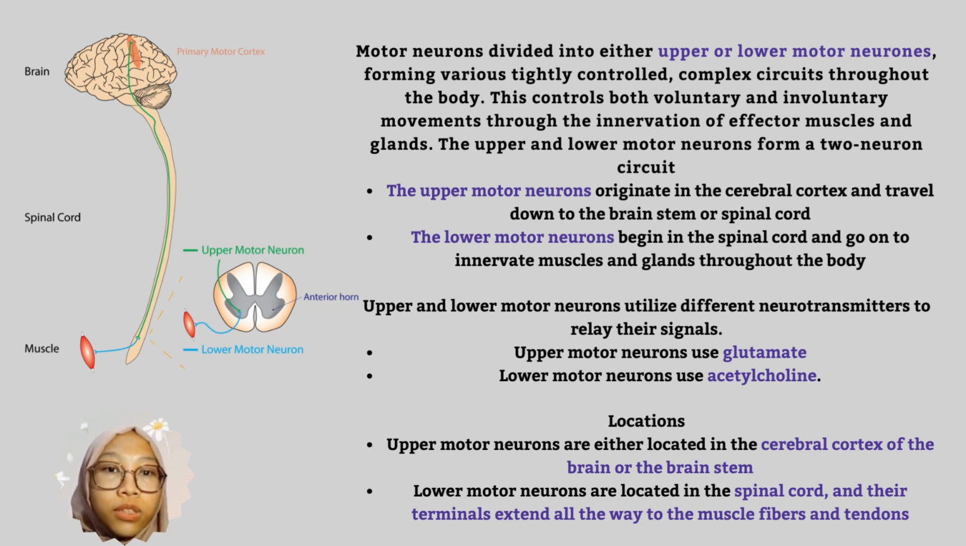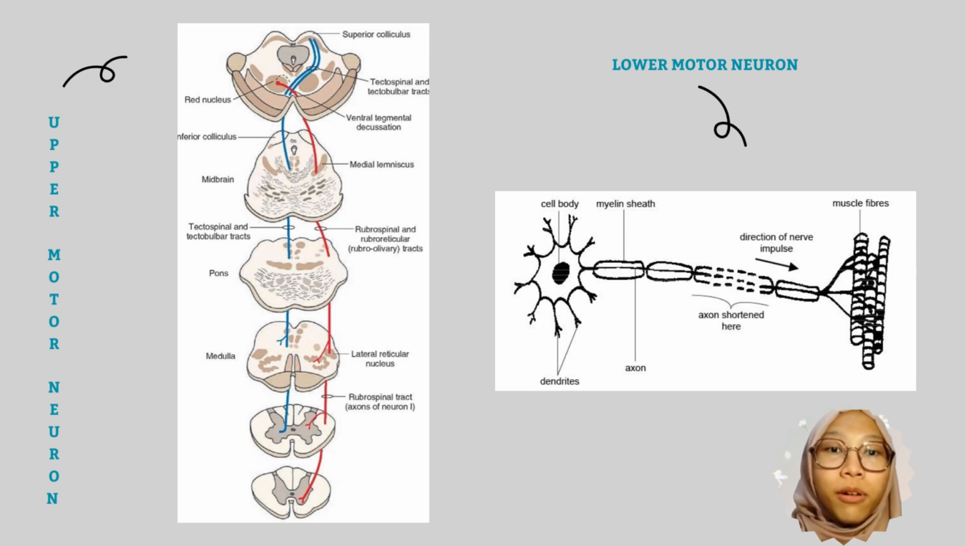Next, these two types of motor neuron have their own locations. Upper motor neurons are located in either the cerebral cortex of the brain or the brainstem. Lower motor neurons are located in the spinal cord and their terminals extend all the way to the muscle fibers and tendons. This is the diagram of upper motor neuron and lower motor neuron.